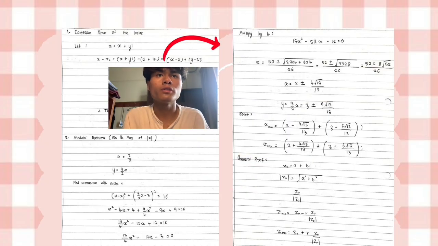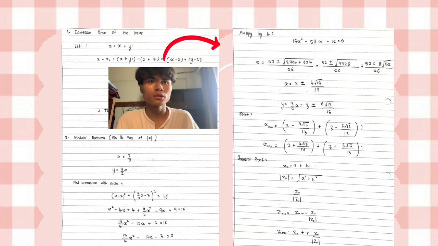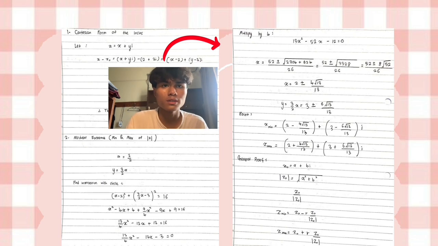This is the part where we solve for the quadratic form modulus. After expanding the equation, we get a quadratic 13x squared minus 52x minus 12 equal to 0. Using the quadratic formula, we find the x and y coordinates for the extrema. We also noted a general proof. The closest point z minimum is the center vector minus the unit vector of the center times the radius. This confirms our algebraic work.